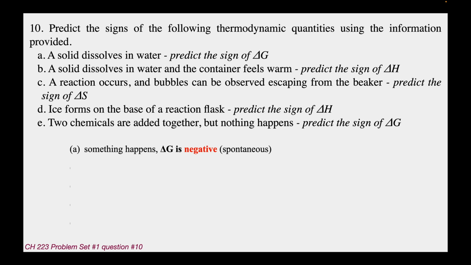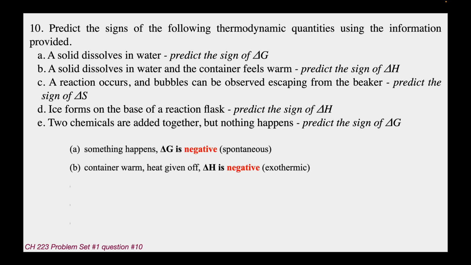B, a solid dissolves in water and the container feels warm. Predict the sign of delta H. So delta H is the enthalpy, of course, and that's all about the heat. And if something feels warm, that means the energy was given off as the reaction happened, as the solid dissolved in water. And if energy is given off, that means it's exothermic. Delta H is going to be a negative number. Exothermic always means delta H is negative.